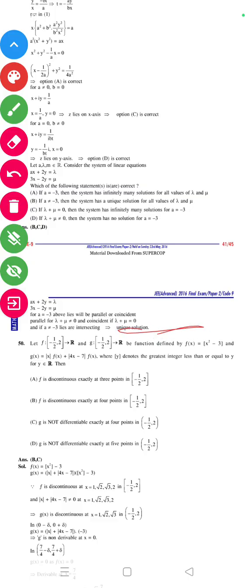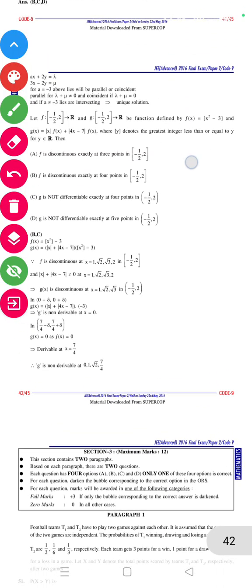If a is not equal to minus 3, then the system has a unique solution for all lambda and mu. If lambda plus mu is equal to 0, then the system has infinitely many solutions for a equal to minus 3. If lambda plus mu is not equal to 0, then the system has no solution for a equal to minus 3.